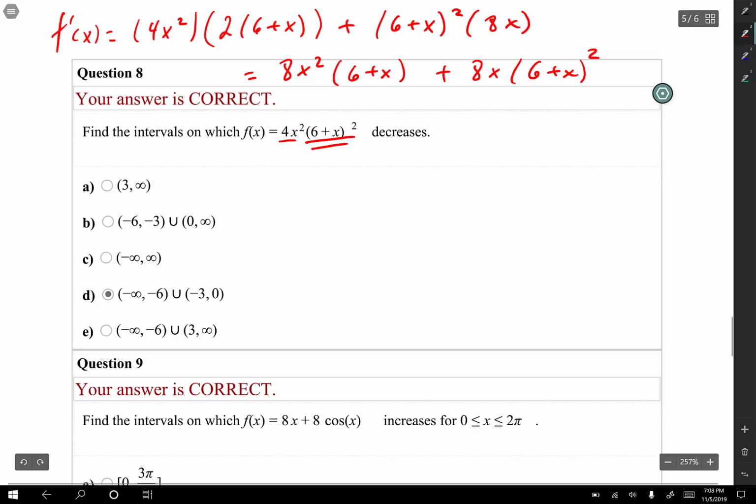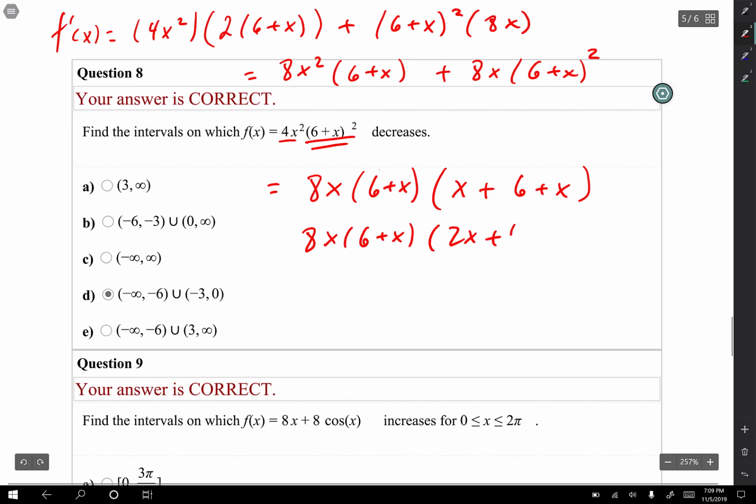So here we go. I'm factoring out an 8x, and I'm factoring out a 6 plus x. So 8x, 6 plus x, close it, open. I'm going to have 1x plus 6 plus x. So 8x, 6 plus x, 2x plus 6. I'm going to set that equal to 0, so you get three numbers: 0, negative 6, and negative 3. So here's my number line.